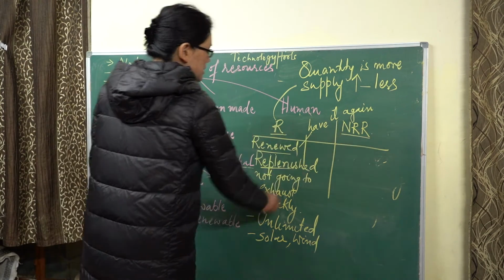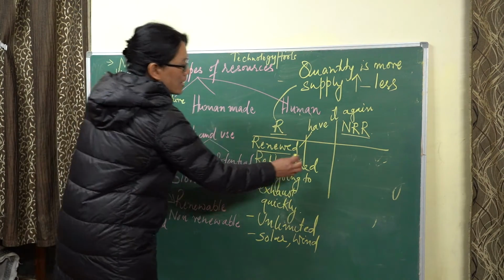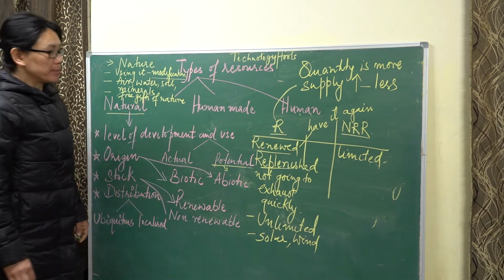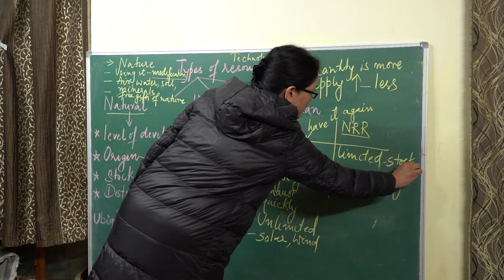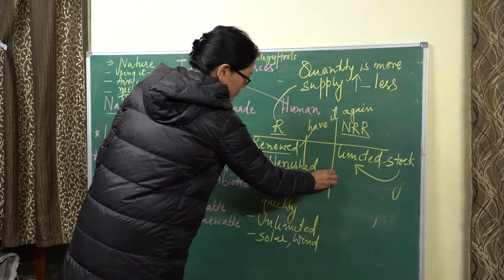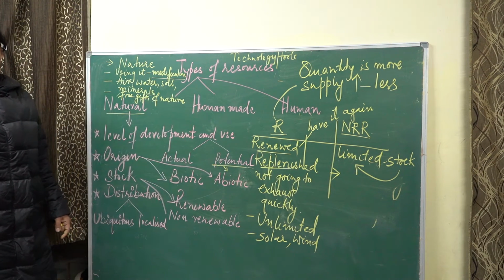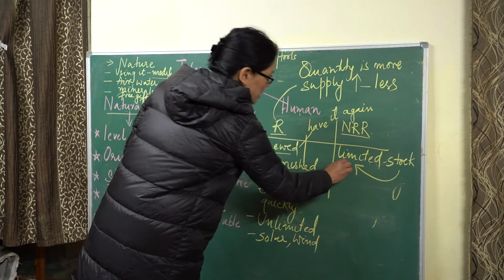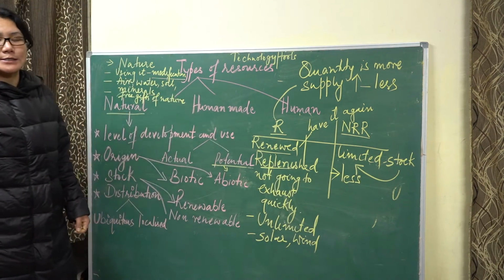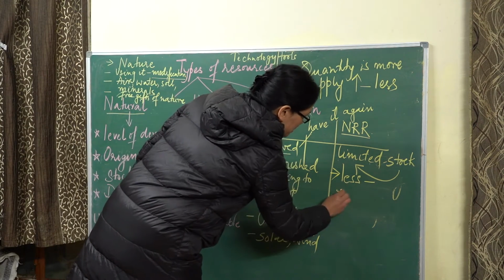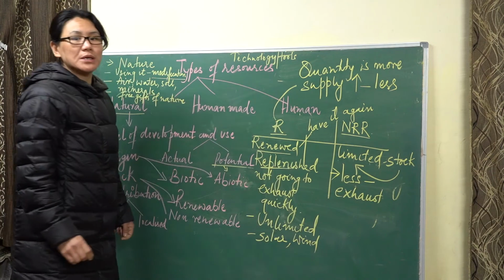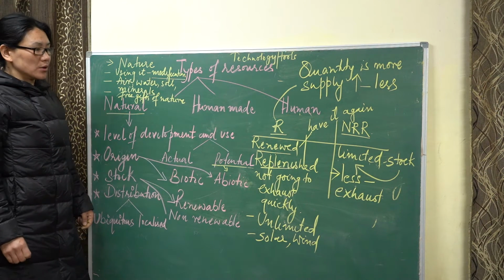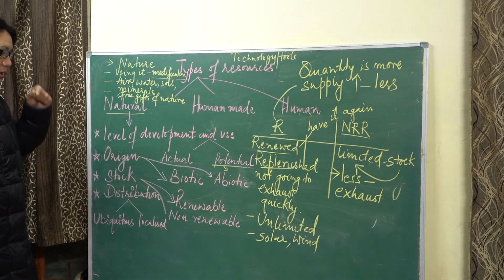Whereas non-renewable resources are those which are very limited. Okay. The stock of it is very limited. And such resources will become less. If we keep on using such resources, right, it will become less. And what will happen is it will get exhausted one day, which means it will finish one day. Is that clear? Okay, so such resources are called non-renewable resources.